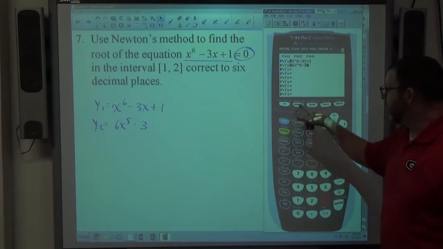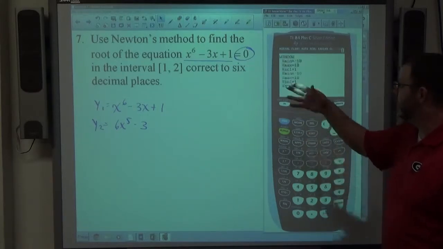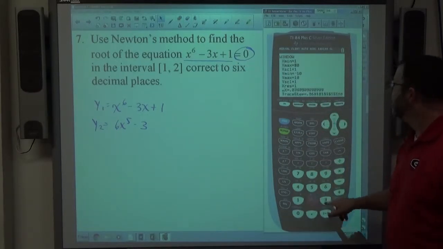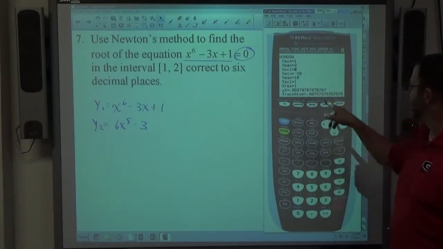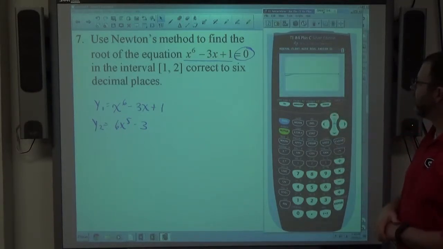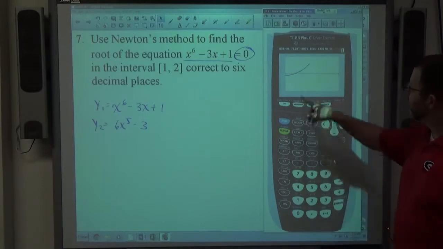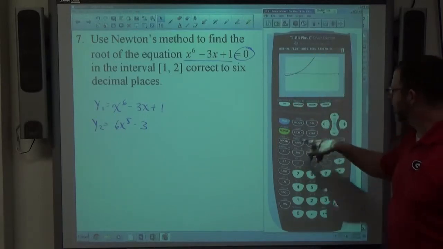And as far as Newton's method is concerned, I can do a window real quick. They want an answer between 1 and 2. It's supposed to equal 0, so I'm going to stay from negative 10 to 10. I can get a kind of a ballpark where it's at. Looks to me like it's about 1.2 maybe, somewhere in there.